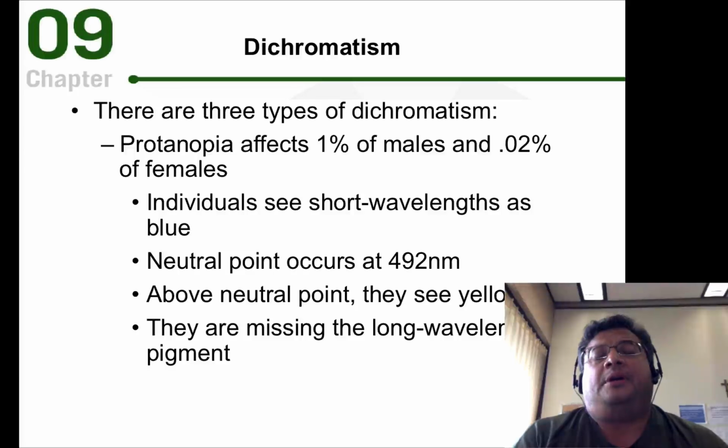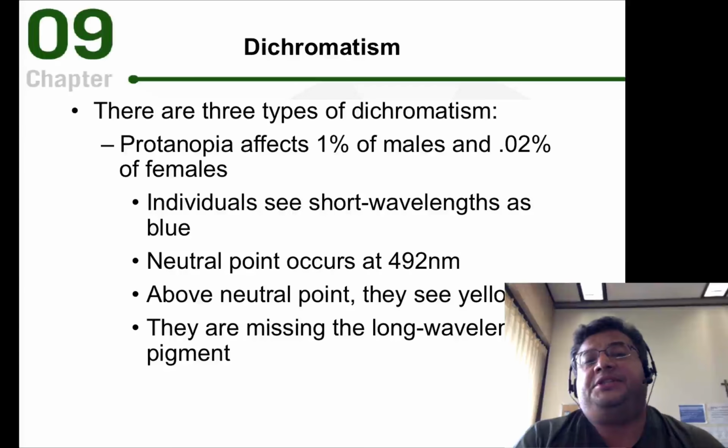All right, another hereditary condition that causes alterations in color perception is dichromatism. There are three types of dichromatism. One of them is called Protanopia. It affects males mostly, about 1% of the male population, and very few, less than 1%, of females. Individuals that have this condition can see blue, right? The short wavelengths are blue; they can see blue.